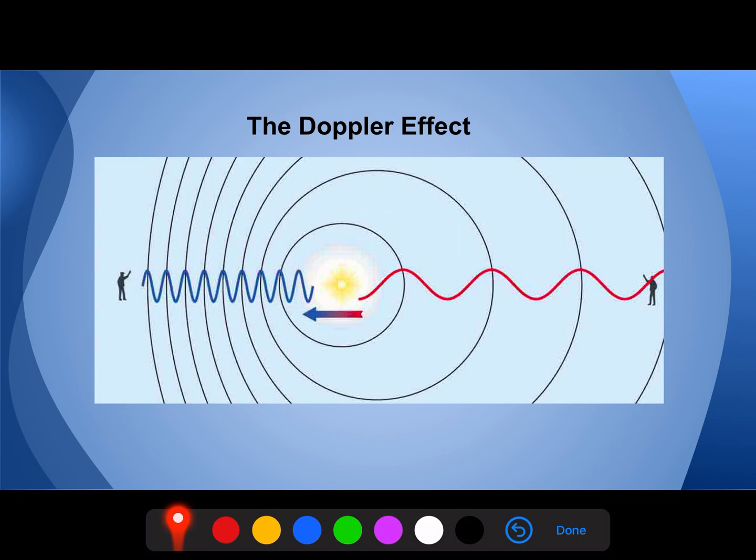We would call this, by the way, a blue shift in astronomer jargon. And on the contrary, when it's moving away from me, these light waves have a chance to spread out, and the frequency becomes less and less, and it's shifted towards the red end of the spectrum, so I would call this a red shift.